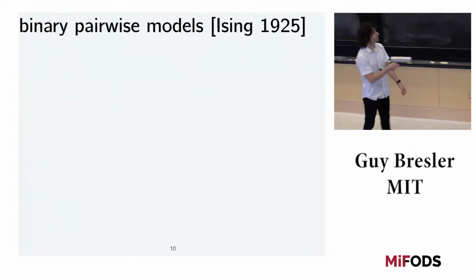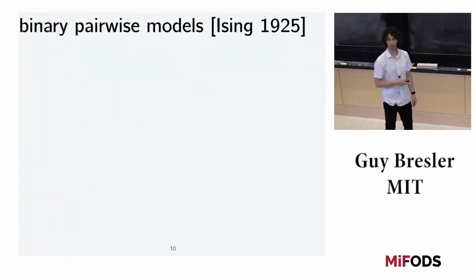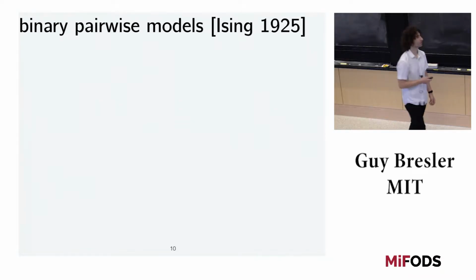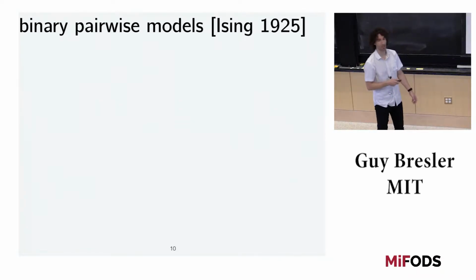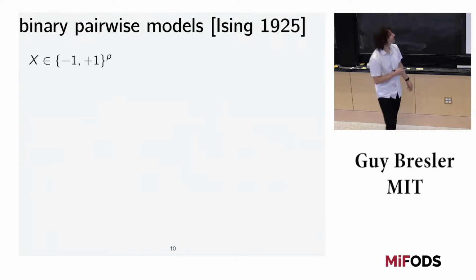Okay, I'm going to focus on binary pairwise models, which are also called Ising models, after a person named Ising who worked on them. So what is the situation here? Well, each of the variables is binary.